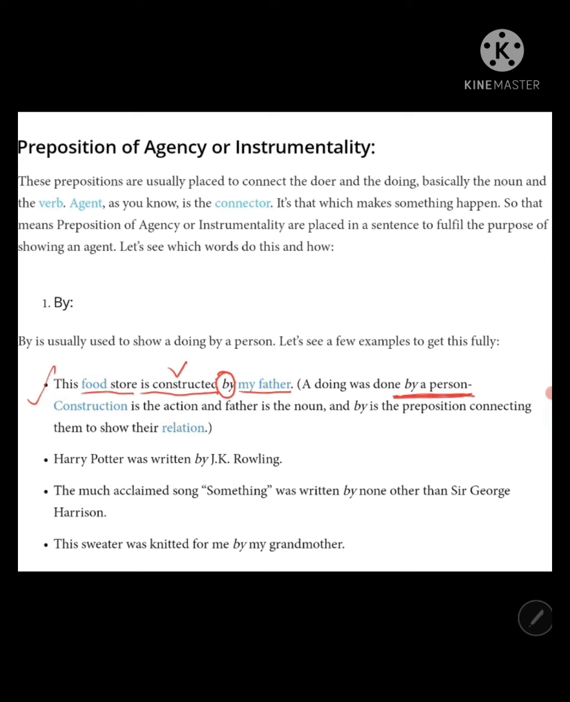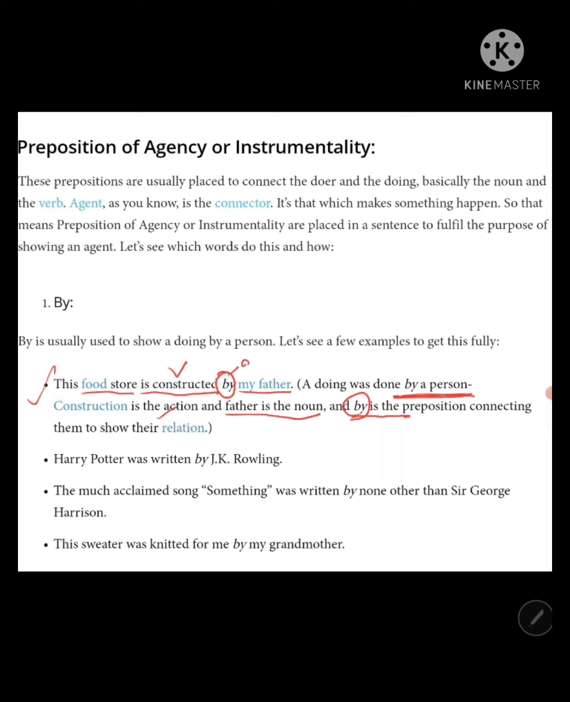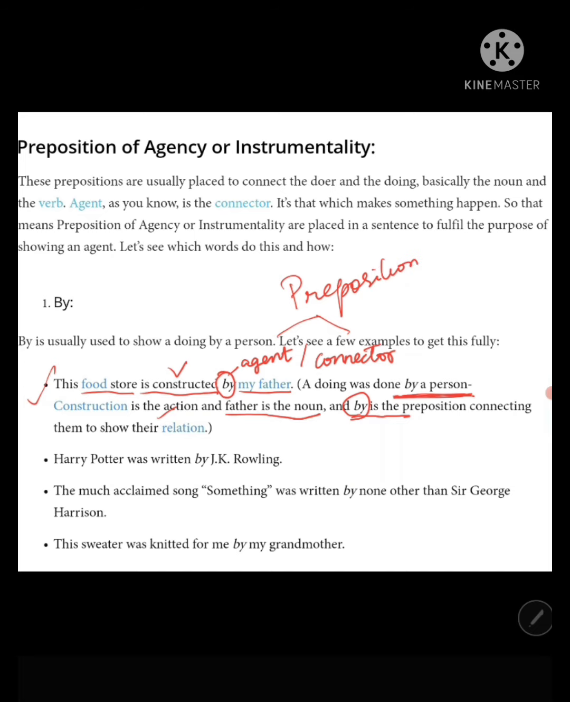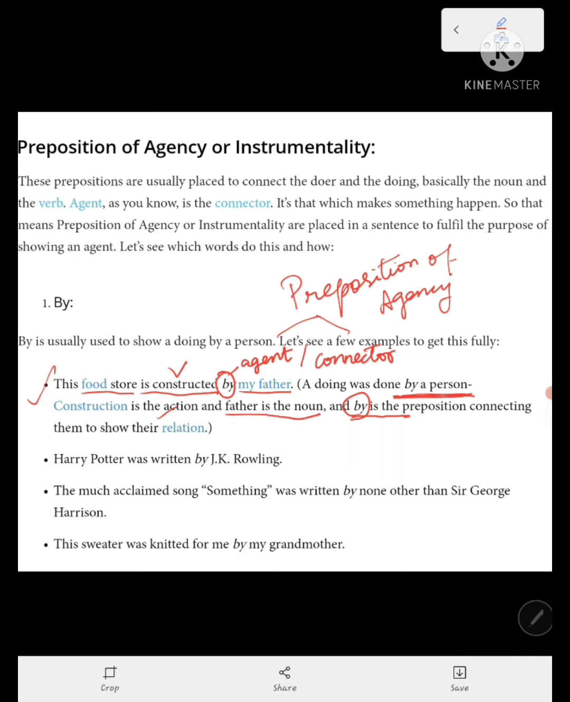Now if it is a human being, if it is a person, okay? If it is a person and the father is a noun, the construction is an action and by is a preposition. Here by is an agent or connector. This is a preposition of agency. Here by is a preposition connecting them to show their relation. To tell the relationship, we are using by.